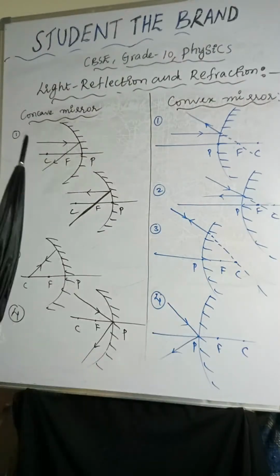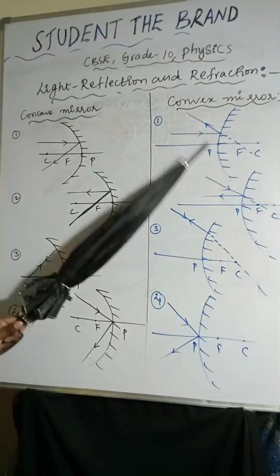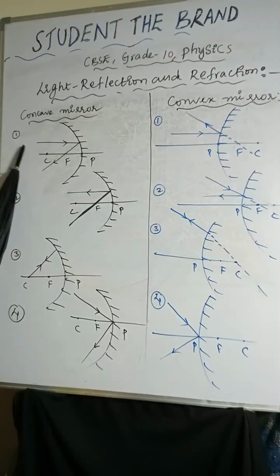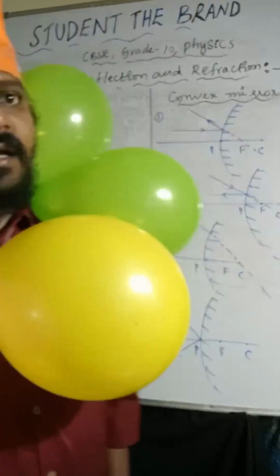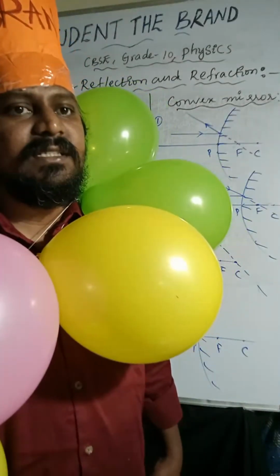So these are the concave mirror and convex mirror ray rules. Next we'll discuss image formations, so be ready for it.